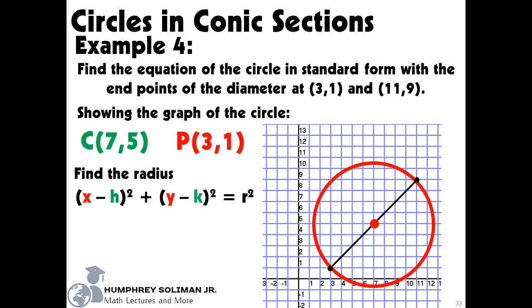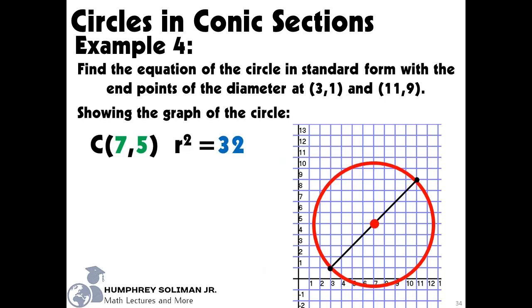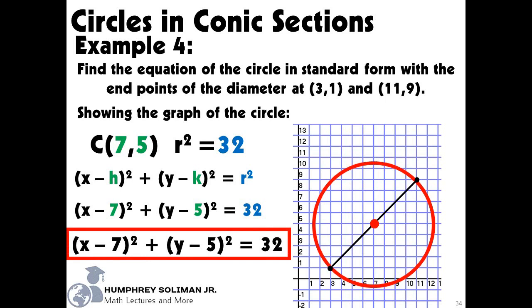We will use these to find the radius using the standard form of equation for circles. We substitute the values of h, k from the center, and x, y from point P. And then, we will simplify. To get, r squared is equal to 32. Now that we have the center, and also the r squared, we will use the standard form of equation for circles again. Substitute the values of h, k from the center, and r squared. Our answer is, the quantity x minus 7 squared, plus the quantity y minus 5 squared, equals 32.